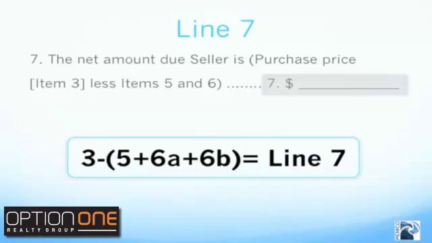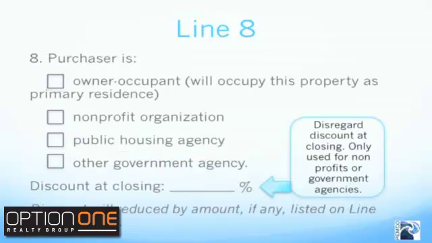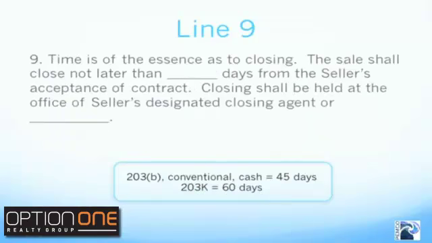Line 7 is an easy one. Line 7 is just line 3 minus the amounts in lines 5, 6A, and 6B. HUDhomestore.com does the arithmetic for you, so the number will be auto-populated. On line 8, you will see the box that appropriately identifies your buyer type already checked for you because you previously identified your buyer type on the bid submission page. Disregard the small line to the right that states discount at closing. This line will only be used by nonprofits or government agencies.